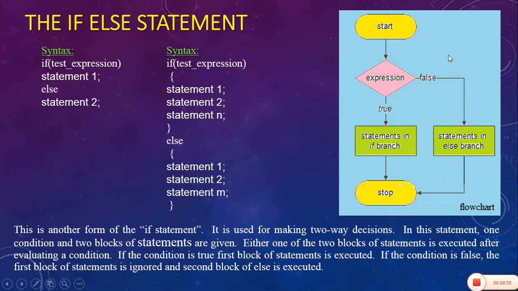So here you can see the flow chart of the if-else statement. Here is the expression. This condition will be checked. If it is true, then this block of statements, the statements in the if branch, will be executed, and then the program will be terminated. And if the expression is false, then the statements in the else branch, this block of statements, will be executed.